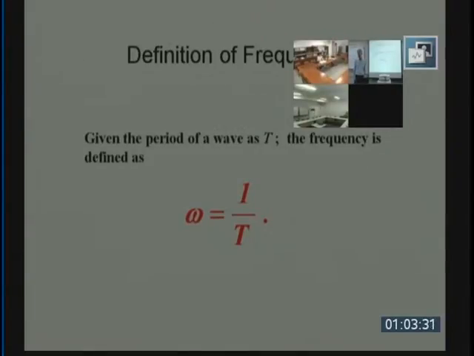1 over T is a mean, a mean over the whole wave. I have to have a whole wave before I can have a period. And this one, period over T, is my frequency. That's a very, very crude definition.